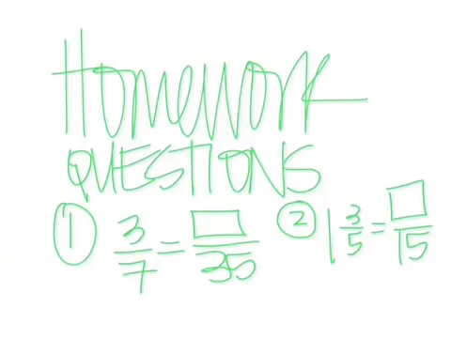Homework question. I want you to do 3/7 and turn that into something over 35. And I want you to do 1 3/5 and turn that into something over 15. On this one, remember the whoop whoop trick: multiply first and then add.